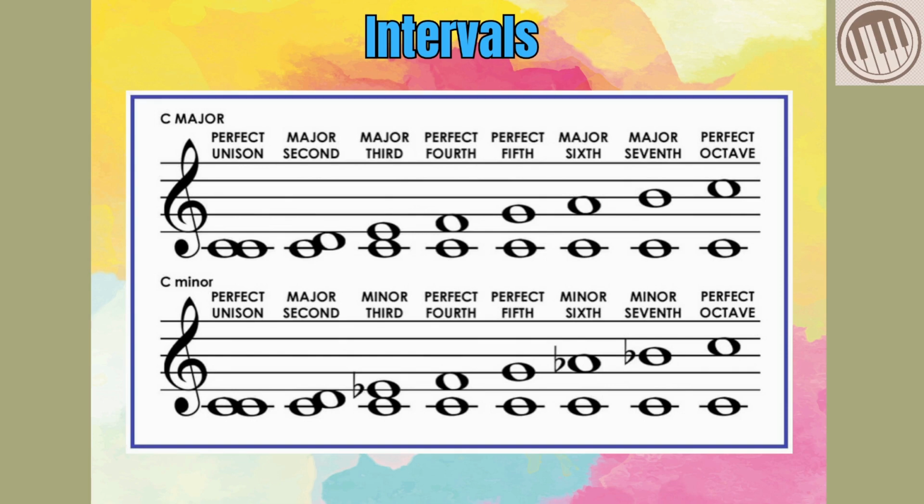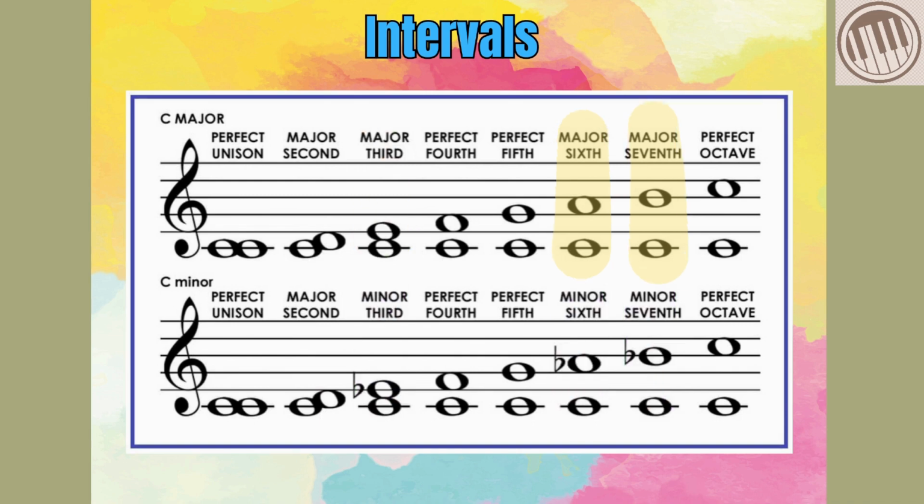There are types of intervals that are common for both scales, as you can see, which are the unison, major second, perfect fourth, perfect fifth, and the perfect octave. So let's take a look at the ones that change for a minor scale: the minor third, minor sixth, and the minor seventh. So let's focus on the minor sixth and the seventh today.